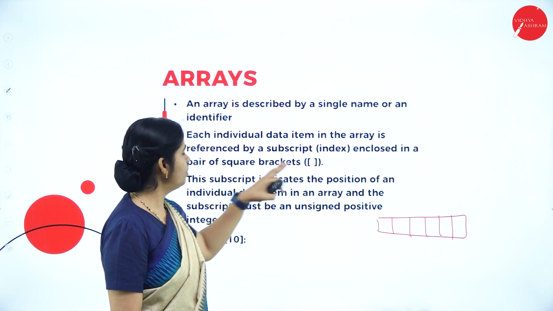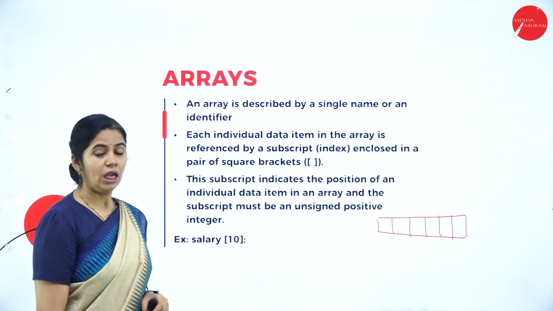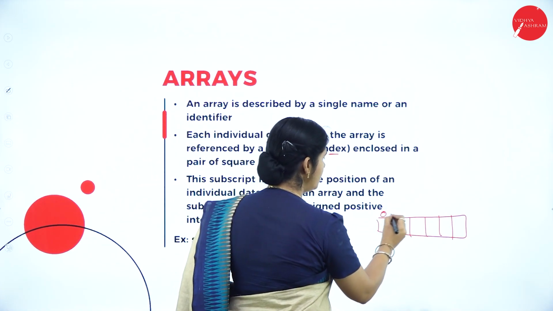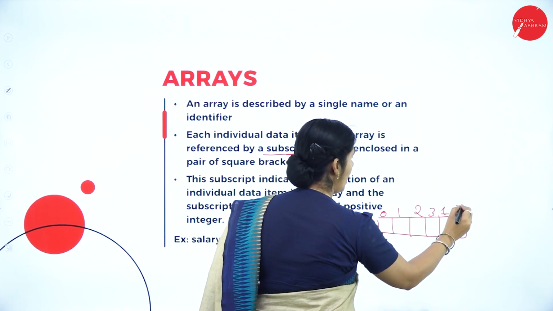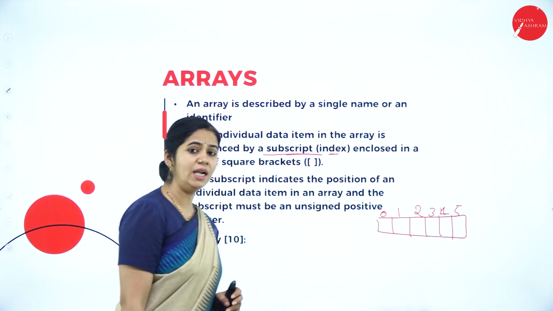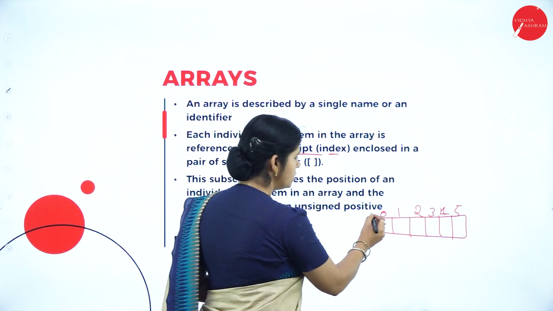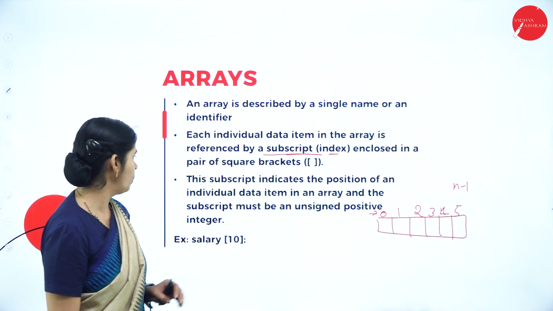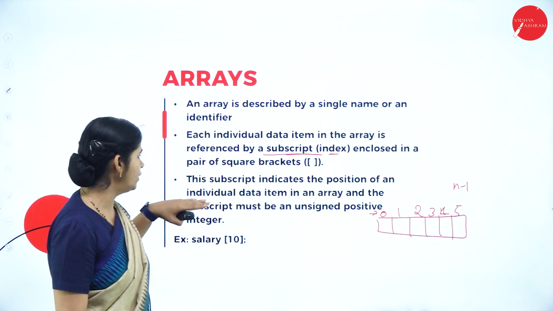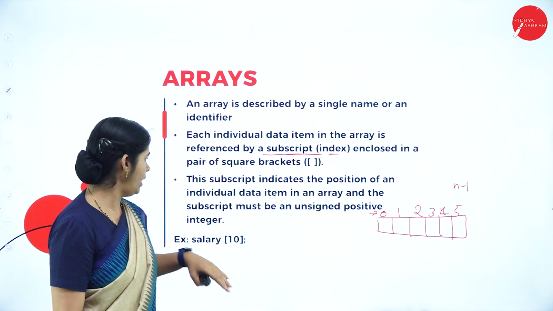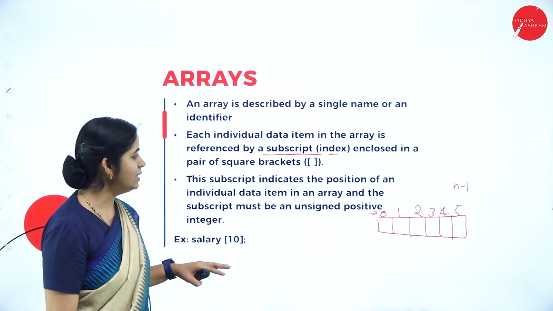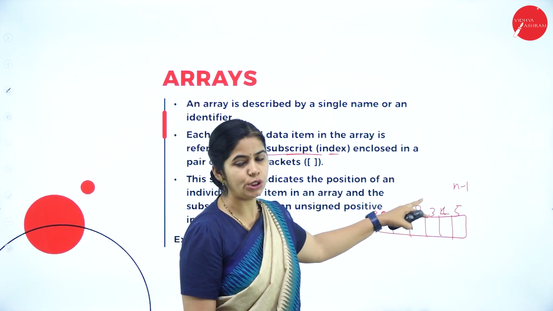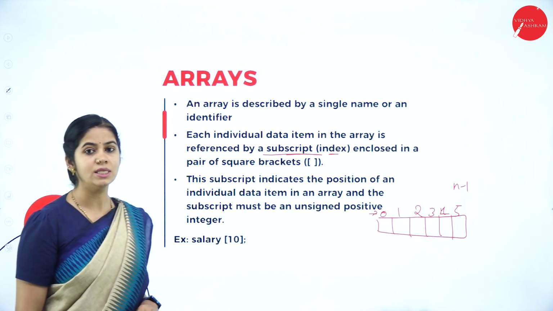Each individual data item in an array is referred to by the subscript, called the index. How are we providing the index? 0, 1, 2, 3, 4 and 5. Index always starts with 0 and ends with n minus 1. This subscript indicates the position of the individual data item in an array, and the subscript must be an unsigned positive integer. We are not allowed to use a negative value when giving the indexing or subscript.